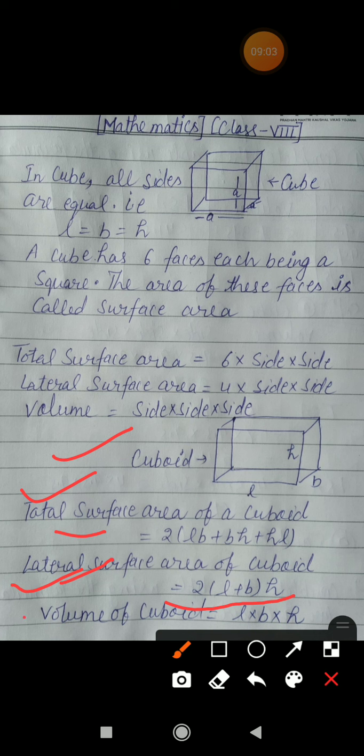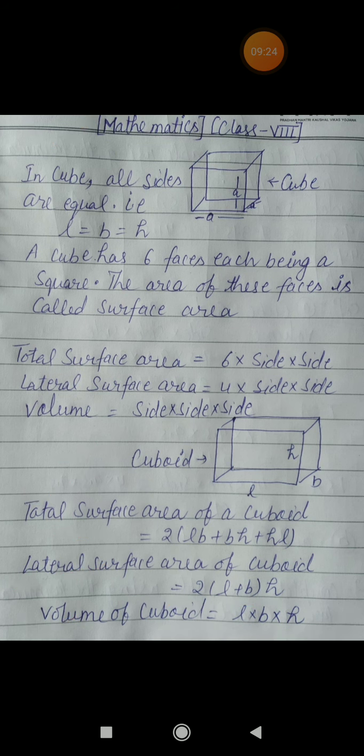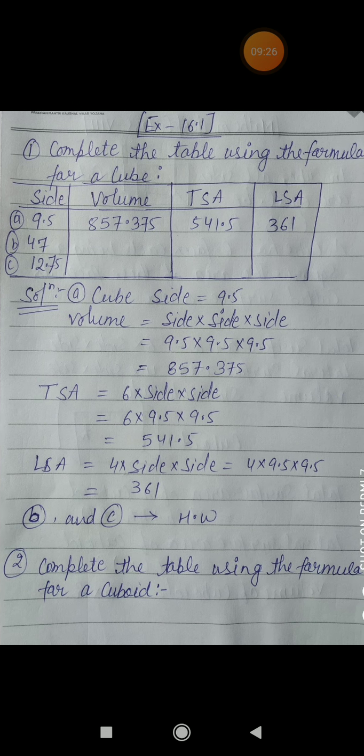Now we have to discuss the volume of a cuboid. The volume of a cuboid is L into B into H. This is the formula of the volume of a cuboid: length into breadth into height. Did you understand? You have to write all these formulas in your notebook, and then learn all these formulas. Now we have to discuss the exercise.